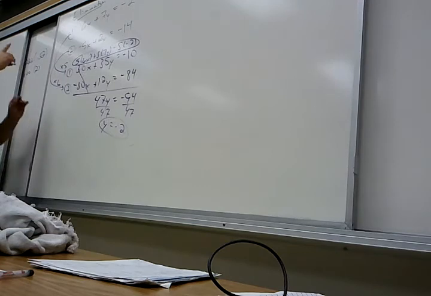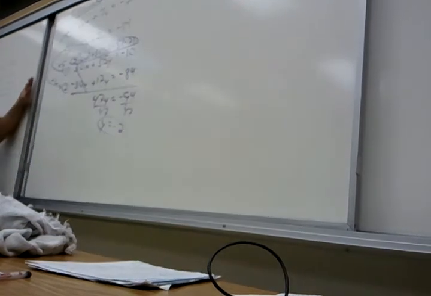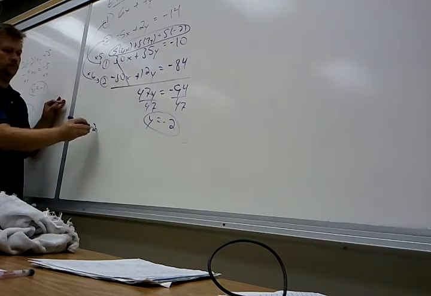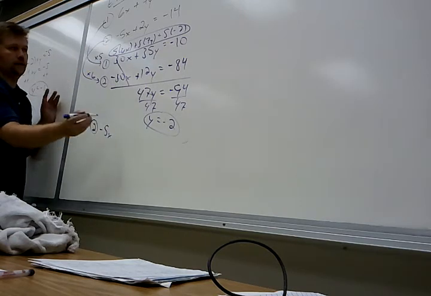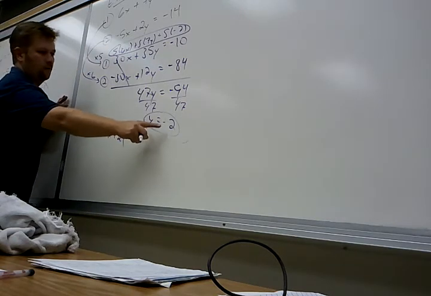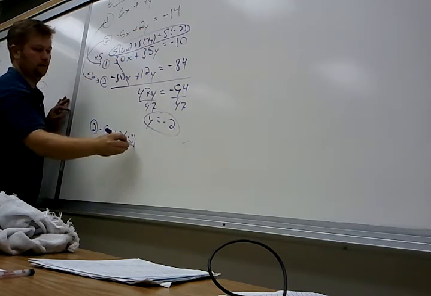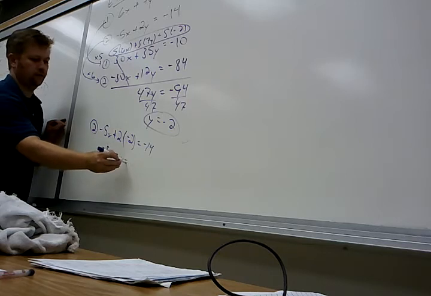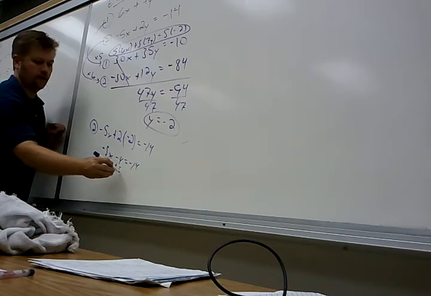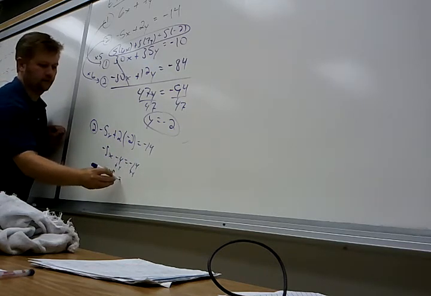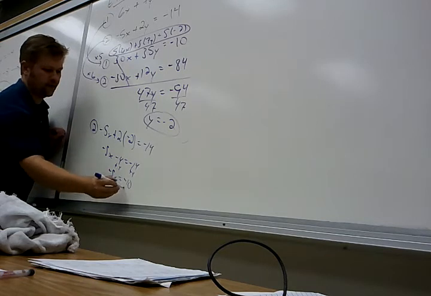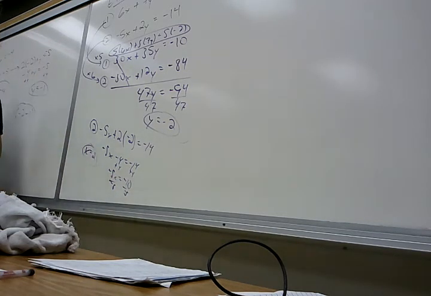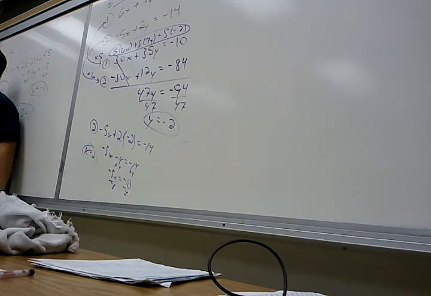Once you get what y is, how do you get what x is? Plug it in. So if I take equation 2, -5x, y is -2, I plug that in. So we get -5x minus 4 equals -14. Add 4, I get -5x equals -10. Divide by -5, I get x is 2. So you should get 2, -2, right?